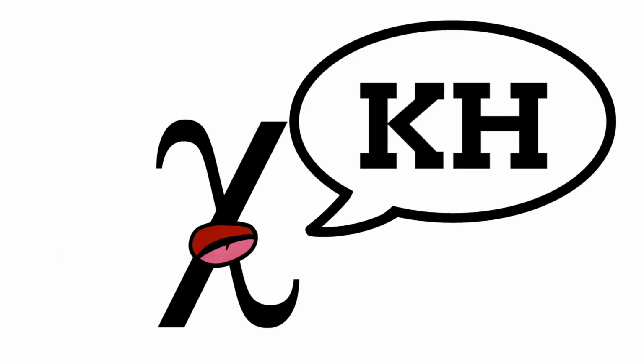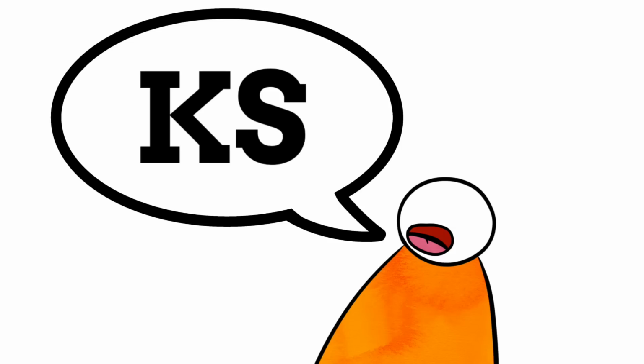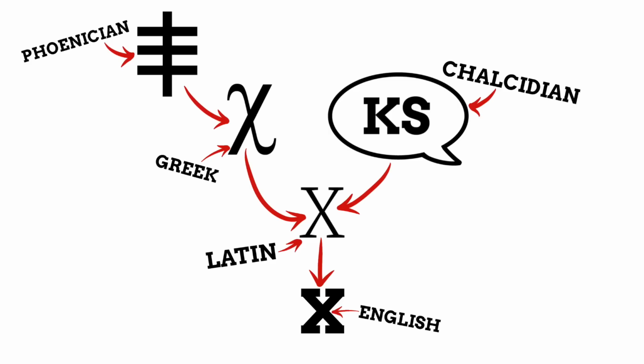In Greek, chi made something of a KH sound. However, in the Chalcidian alphabet, which is a Western version of the Greek alphabet, they had a more definitive KS sound. So the Romans took the shape from the Greek chi and the sound from the Chalcidian alphabet and mushed them together to give us the letter X and its stereotypical KS sound that it has most of the time in English.